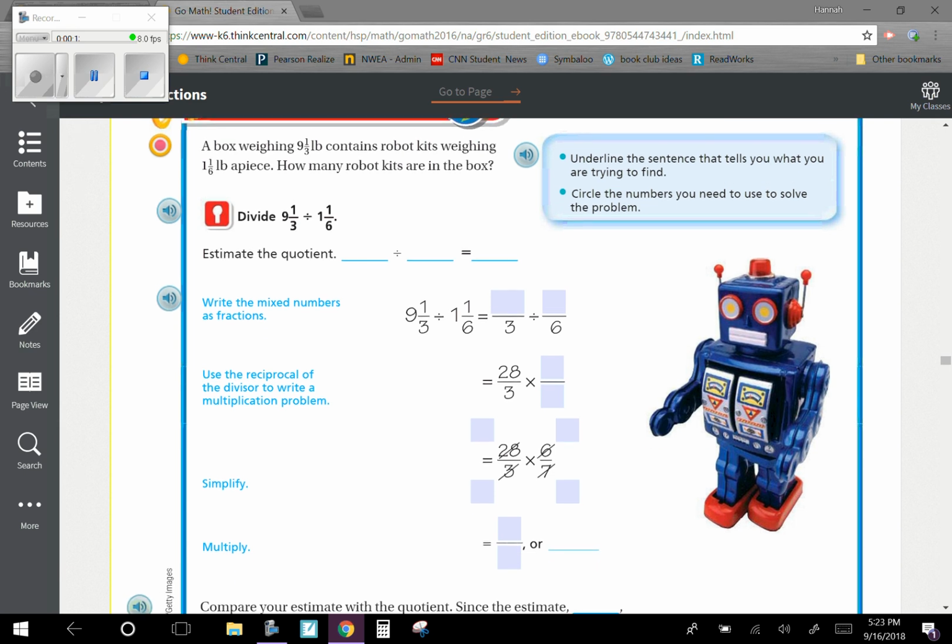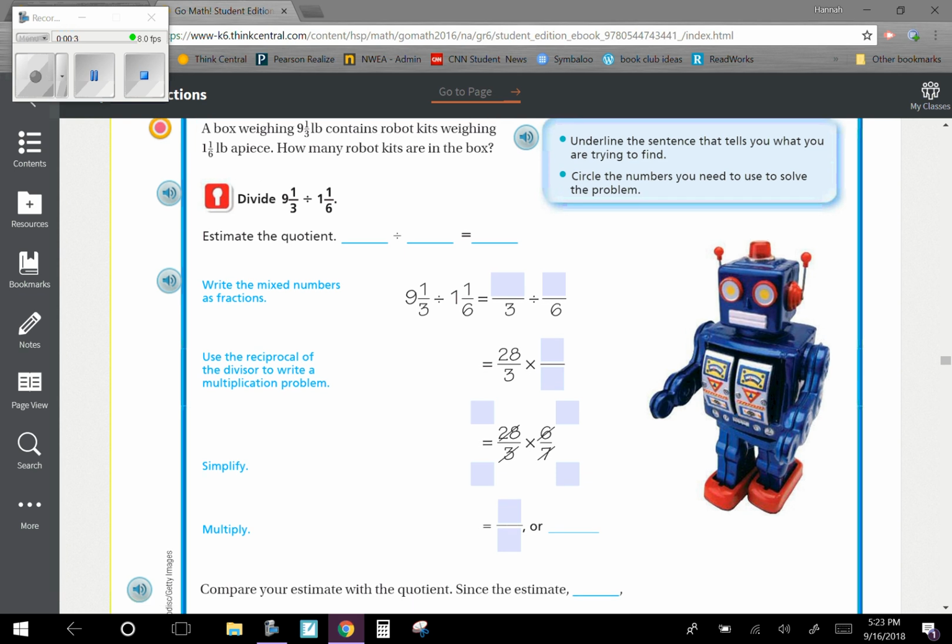Unlock the problem. A box weighing 9 1/3 pounds contains robot kits weighing 1 1/6 pound apiece. How many robot kits are in the box? Over here it tells us to underline the sentence that tells you what you are trying to find. Then we're to circle the numbers you need to use to solve the problem.